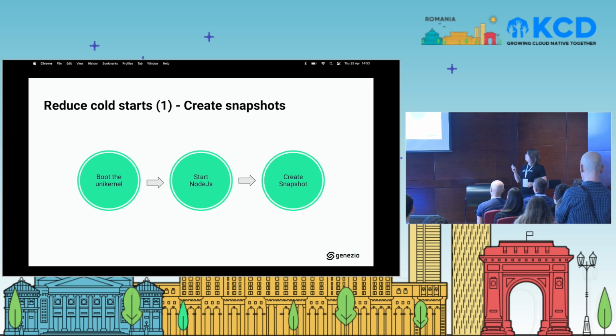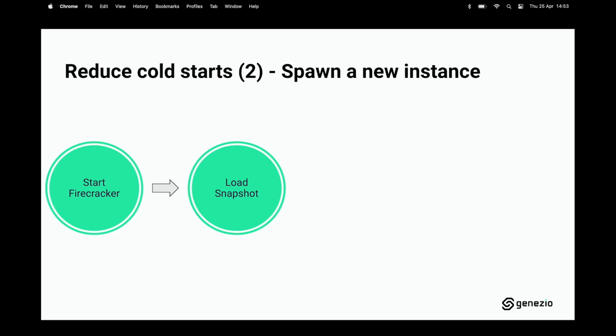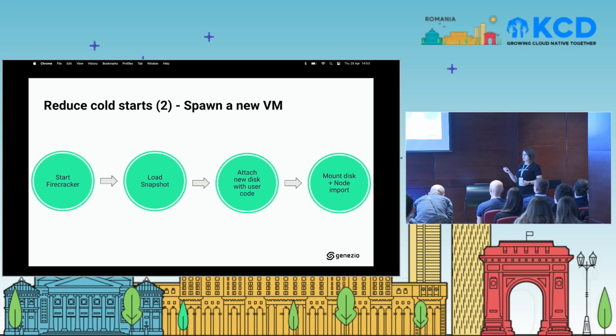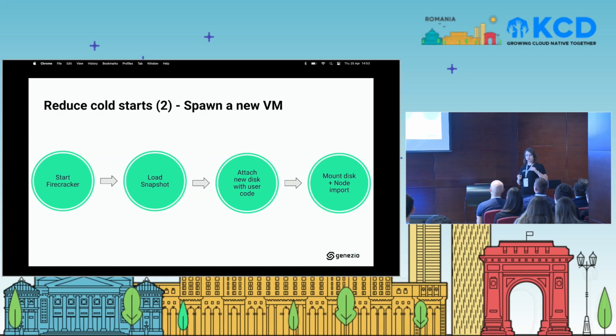And we are putting this picture away because we are going to use it in the moment when a new request is coming. So when a new request is coming, we start Firecracker that is going to help us load the snapshot that we've previously put away. And we are going to attach the user code to this in order to process the request. And also, we are going to mount the disk and import the node process. And from this moment, now on top of the unikernel, the user app is going to run and is going to process the request.